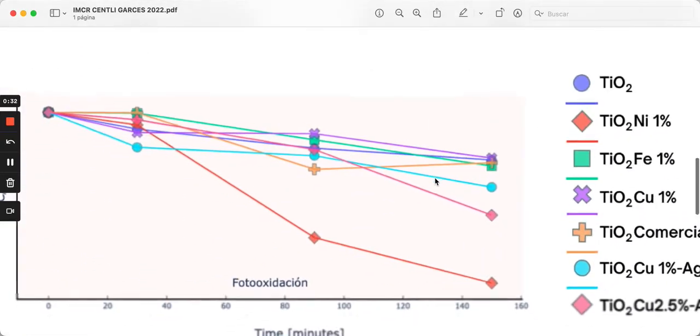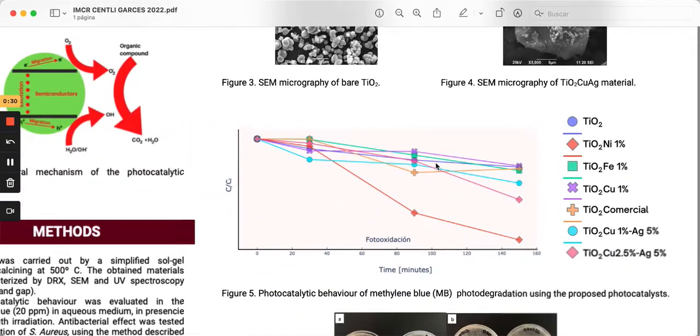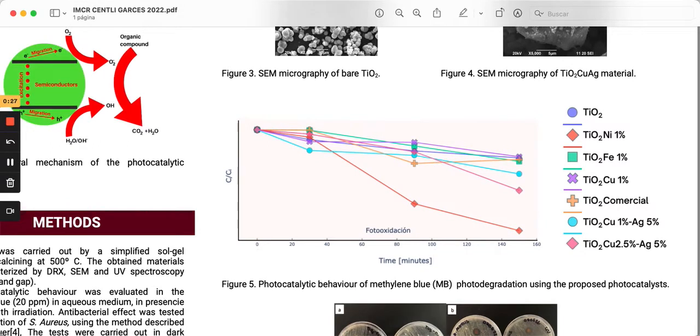And in figure number 5, we can see the behavior of the catalyst at the moment of degrading methylene blue. The latter is a highly reported contaminant that can be degraded by oxidative processes. Well, these experimental phases help us to corroborate that our catalysts have photo-oxidative capacity in the presence of visible light.